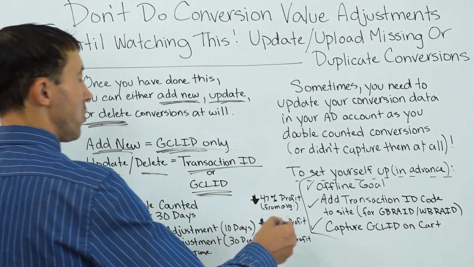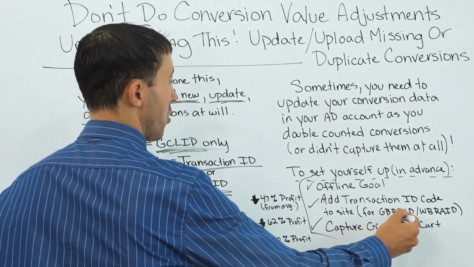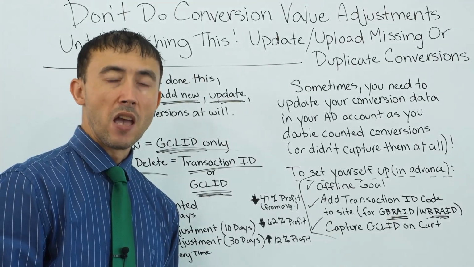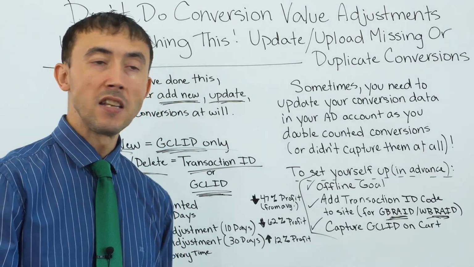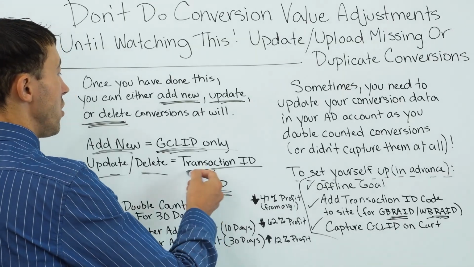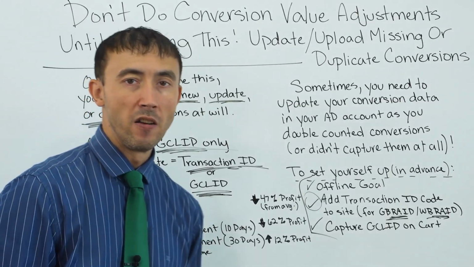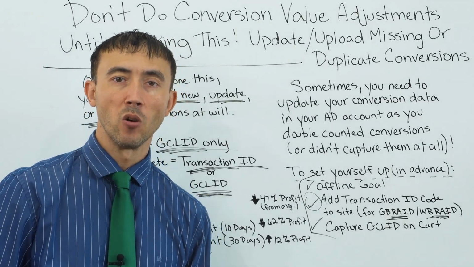Generally speaking, when you don't have the Google Click ID, because Google is going to show a G braid or W braid in the URL in place of the Google Click ID or GCLID, you're going to use the transaction ID because you've collected that transaction ID up front. All right, so that's the process as a whole.